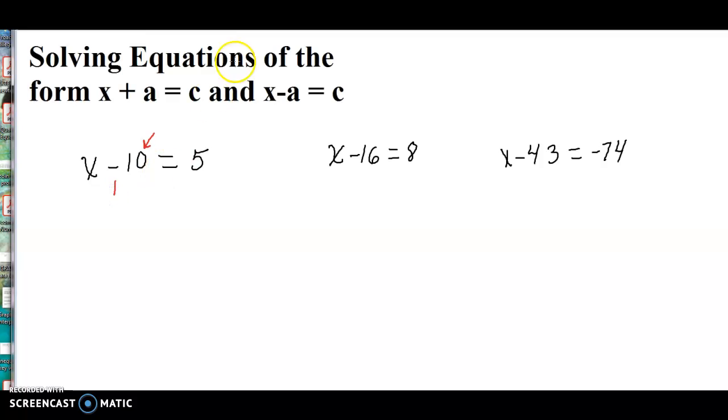So if we add 10 to both sides of the equation, we bring down the x, and when we subtract 10 and add 10, that gives us 0. And now 5 plus 10 gives us 15.